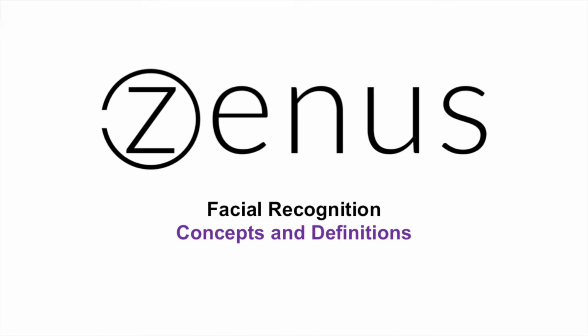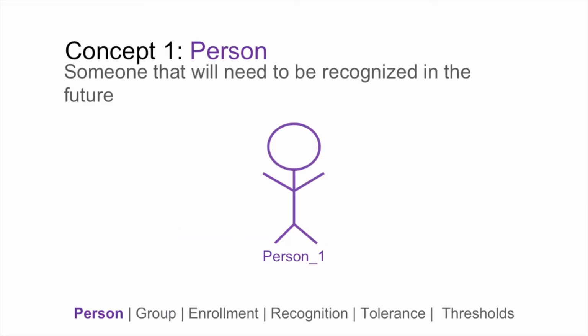Identifying a person from a database of faces is easy with the Zenus Facial Recognition API. In this short video, we will cover a few basic concepts. The first concept we are going to talk about is a person. A person is someone who will need to be recognized later.